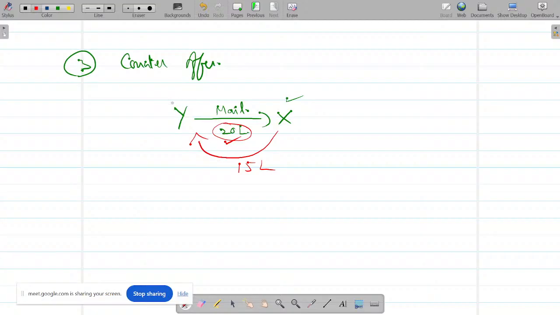What Y said? 20 lakhs. What X is now saying? 15 lakhs. What Y is going to do now? If it is 19 lakhs, I will give. Okay. What X says? Okay, I'll buy it for 19 lakhs.